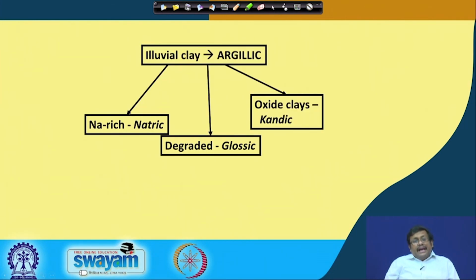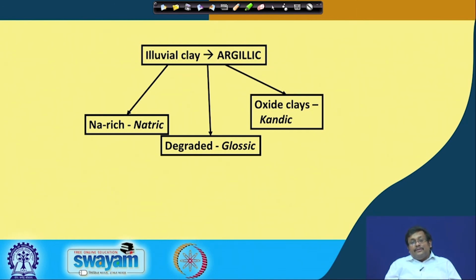So, alluvial clay, or alluviation of clay into argillic horizon, this argillic horizon can be further differentiated into three subsurface horizons. One is called natric horizon, another is glossic horizon, another is candic horizon. Now, this natric horizon is basically composed of alluvial clay, but with a sodium enrichment.